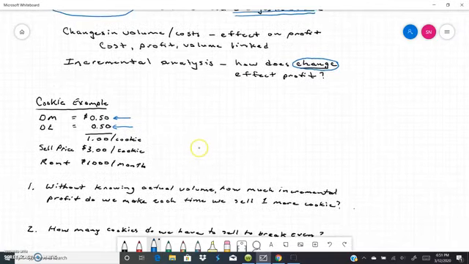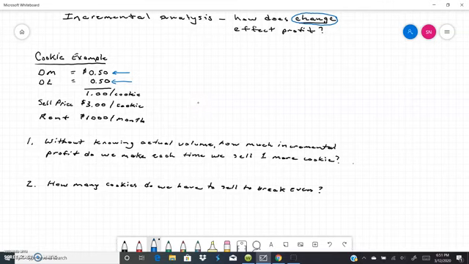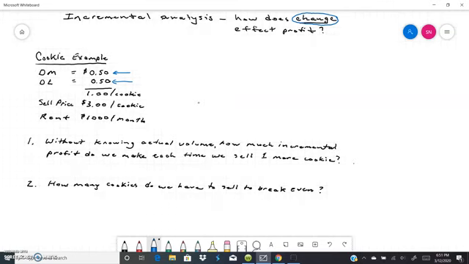So let's go through a couple of questions real quick, and we'll see how easy and intuitive I think this can really be before we get all bogged down into different formulas. So first of all, without knowing the actual volume that we're currently doing in our business, how much incremental profit do we make each time we sell one more cookie? So if we sell one more cookie, how much additional profit are we going to make? And again, you can pause the video at this point and go ahead and answer the question.